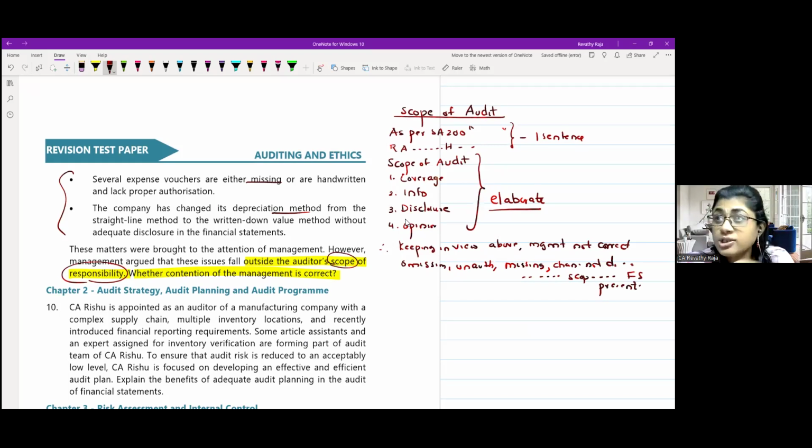Usually students will conclude by saying, therefore contention is not valid. Even the conclusion should be a para. Keeping in view of above, management is not correct. Why not correct? Because the above things fall within the scope since it affects the FS. But your main answer body is this one.